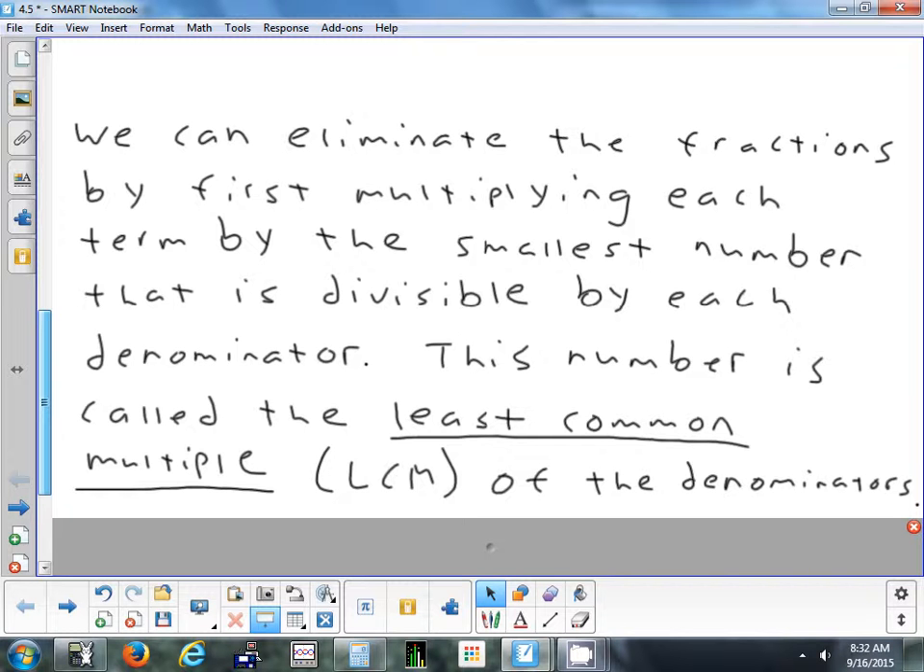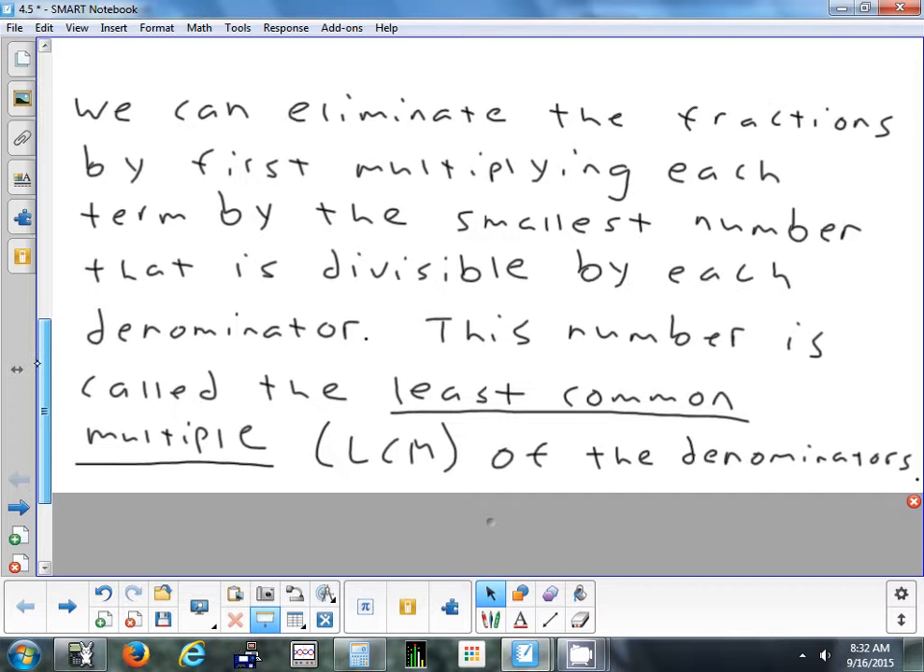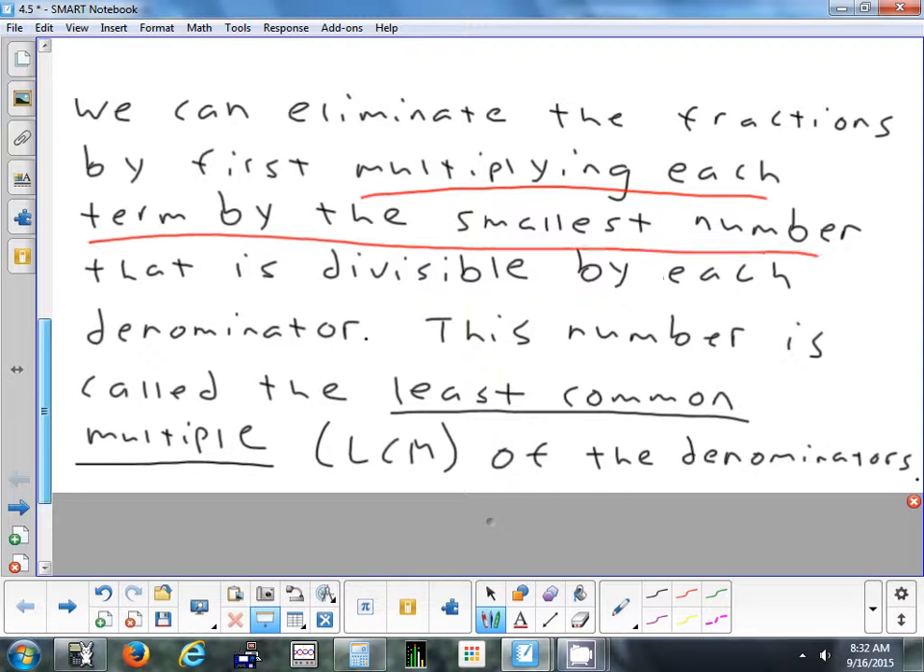So guys, on your notes we can eliminate the fractions by first, and you're going to fill in the rest. You're going to write in multiplying each term by the smallest number that is divisible by each denominator. And that smallest number, that's called the LCM. Don't get too worried about memorizing what it's called. We just want you to know how to do it.